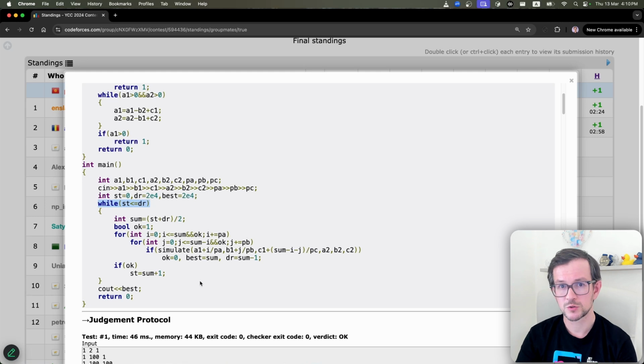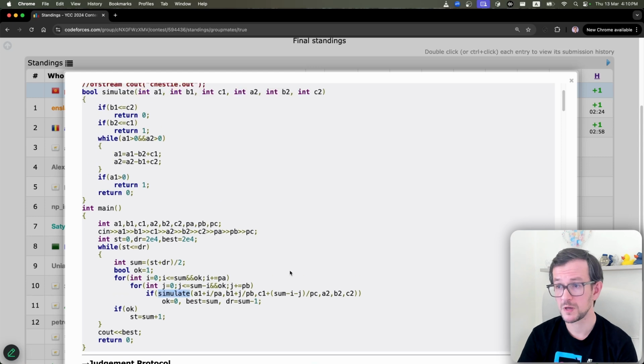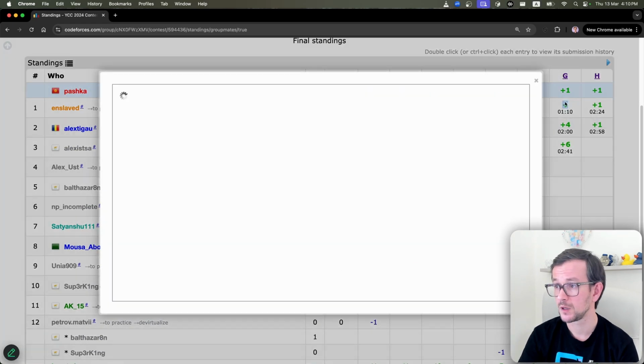Oh, good. So again, we can check 2 parameters and we don't know the third parameter. So we can do binary search over the third parameter. Why not? And then just simulate. Yeah, it may be easier solution than mine. Nice.